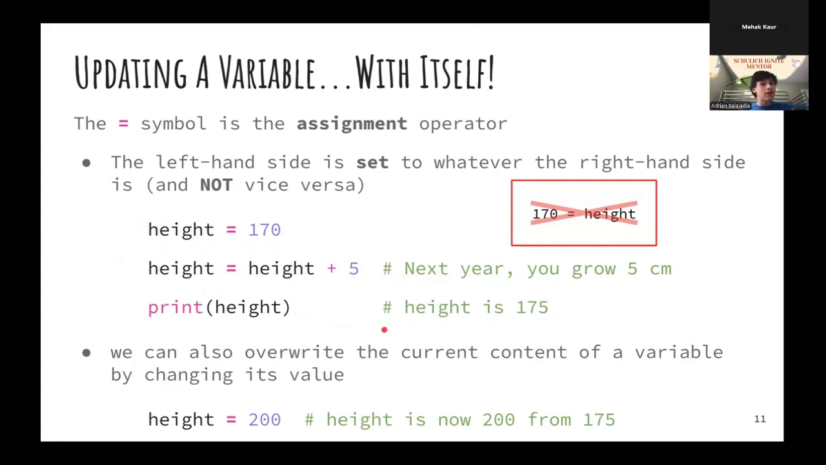But you could also overwrite the value by just using the equal sign again, changing the current content of the variable by changing its value.